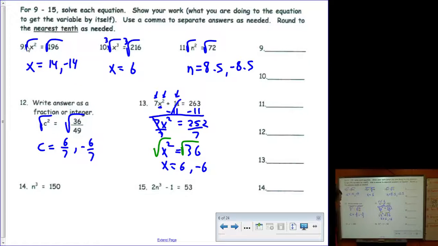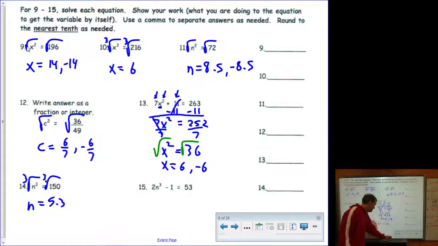Number 14, I just need to get rid of the cube. I get rid of a cube by taking the cube root of both sides. And the cube root of 150 is 5.3.